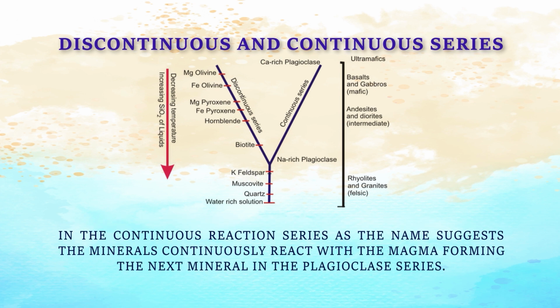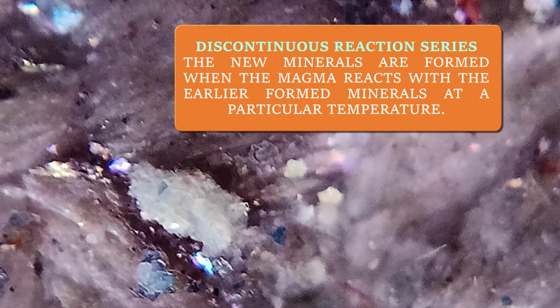So in the continuous reaction series, as the name suggests, the mineral continuously reacts with the magma, forming the next mineral in the plagioclase series. On the contrary, in the discontinuous reaction series, new minerals are formed when the magma reacts with the earlier formed minerals at a particular temperature.